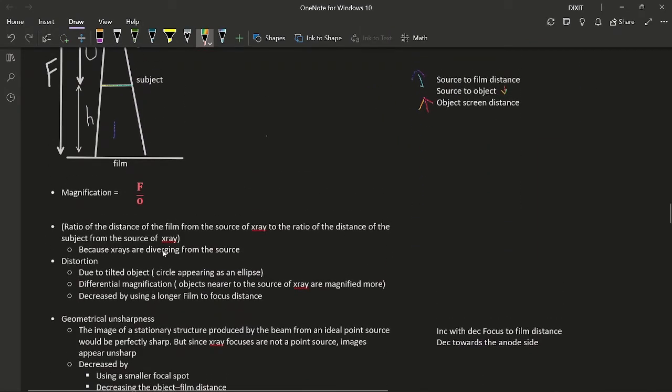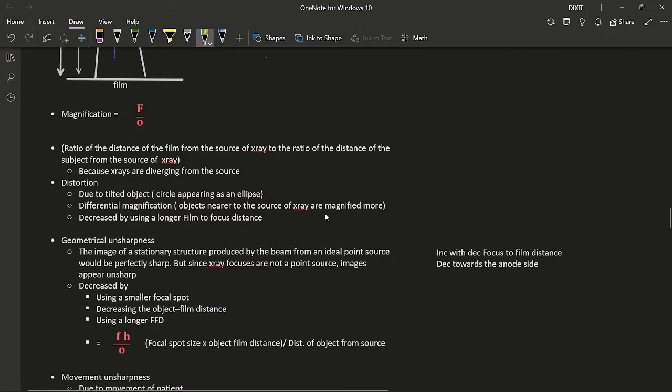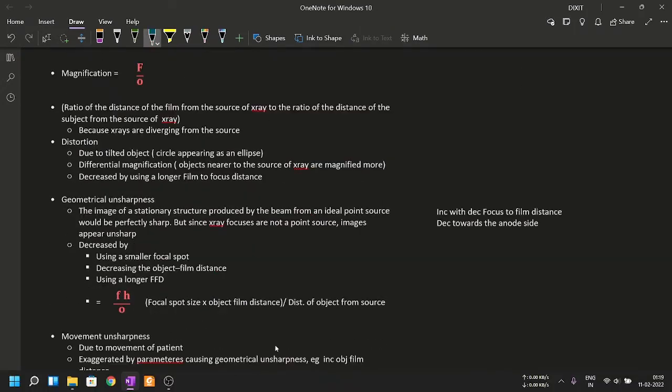Now coming to distortion. Distortion of the image can be due to a tilted object, like a circle appearing as an ellipse, or it can be due to differential magnification. And this is because objects nearer to the source of the X-ray will be magnified a little bit more.